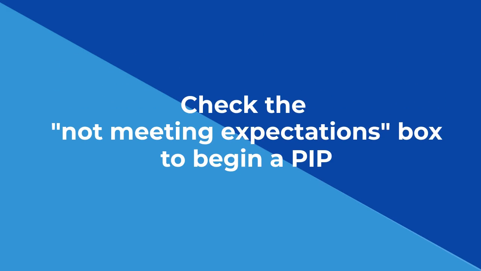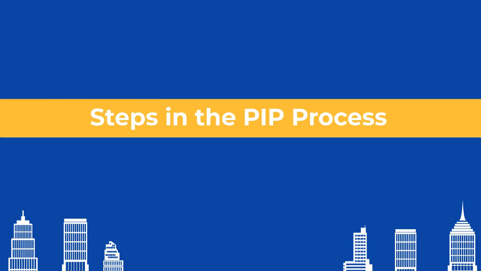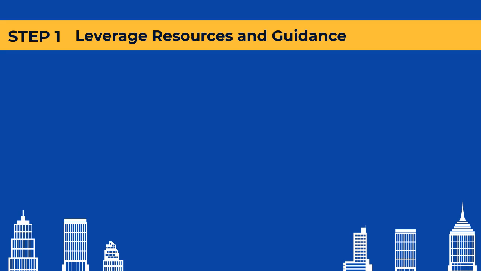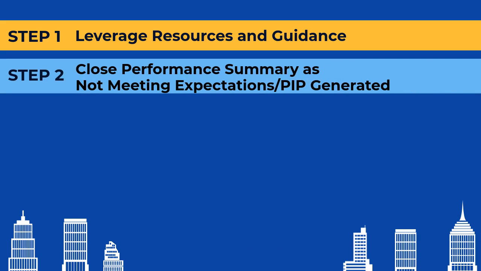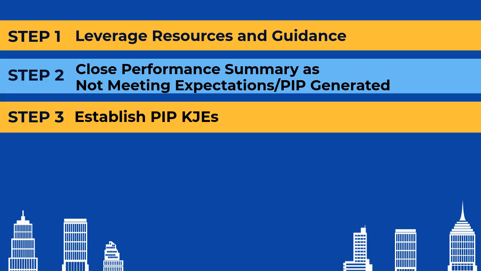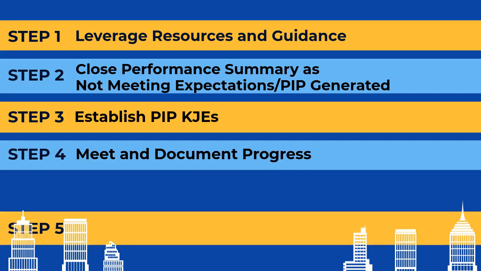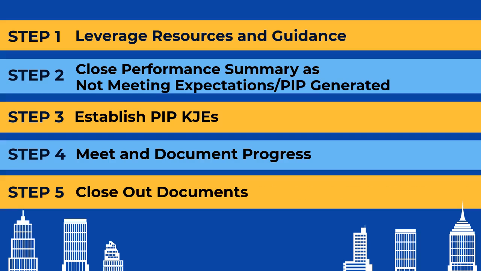Begin a PIP by checking the Not Meeting Expectations box in the performance summary, which can be done at any time. There are several steps to guide supervisors through the PIP process. Step 1. Leverage resources and guidance. Step 2. Close performance summary as not meeting expectations, which generates a PIP. Step 3. Establish PIP KJEs. Step 4. Meet frequently and document PIP progress. Step 5. Close out the PIP documents. We will cover each step in more detail.